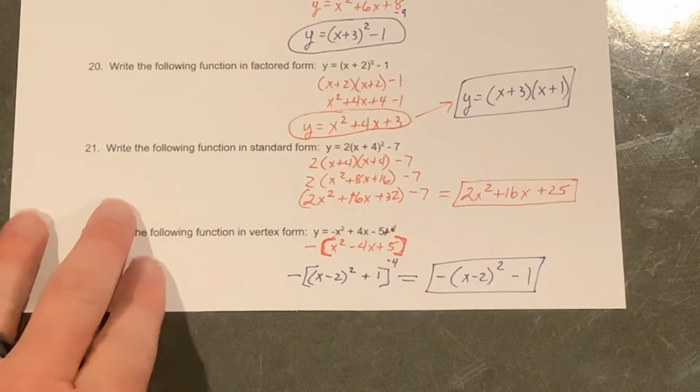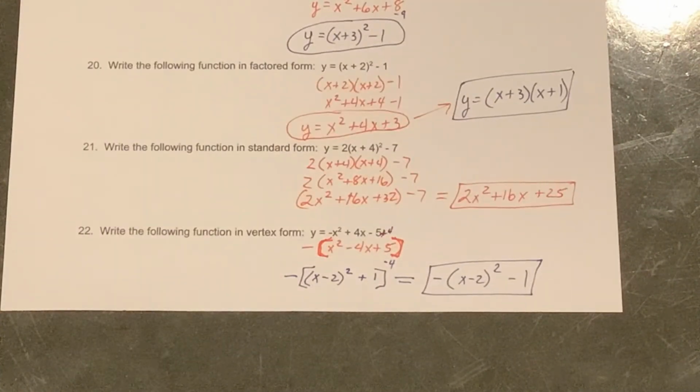And on the last one, this one we didn't do very much of in class. Most of you, I think, typed that into your calculator, found the vertex, and then wrote it in vertex form. That negative out in front really makes this a challenging problem. So you can do it. I factored out a negative 1. That left me with x squared minus 4x plus 5. I put that in brackets just because we're going to have a lot going on there.